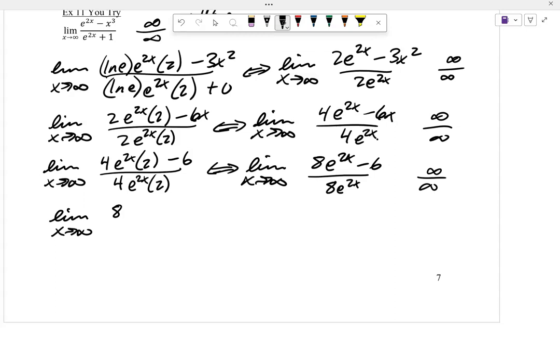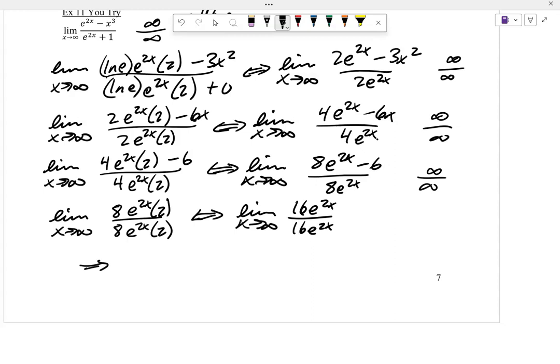So we got 8 ln of e to the 2x, chain rule, minus 0 over 8 ln of e to the 2x times 2. So it looks like we've got a limit as x approaches infinity of 16e to the 2x over 16e to the 2x. Well, that's the same as the limit as x approaches infinity of 1, which is 1, right? Y equals 1 as x increases in magnitude, of course, still goes to 1. And so repeated use of that L'Hopital's rule is very helpful there.